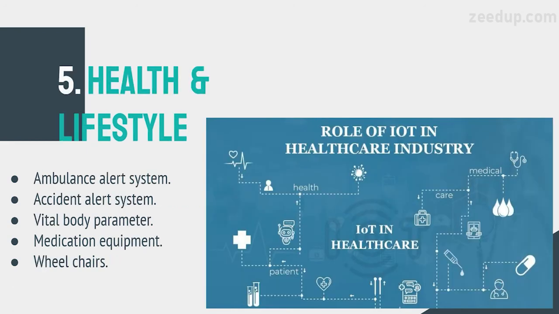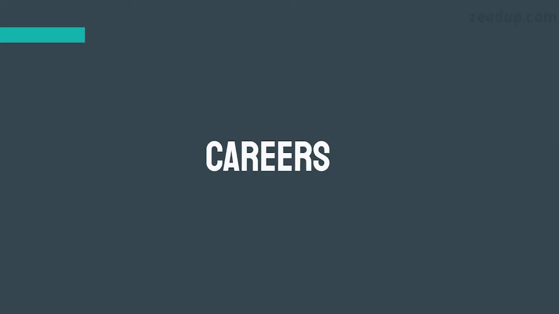And next comes the health and lifestyle. For example, we can say health and fitness monitoring. You have many more devices for it: oximeters, pulse monitoring devices, and wearable electronics. They can calculate your vital body parameters, like your fever, etc. And your medication equipment and wheelchairs also. Automated wheelchairs are now available in the market.